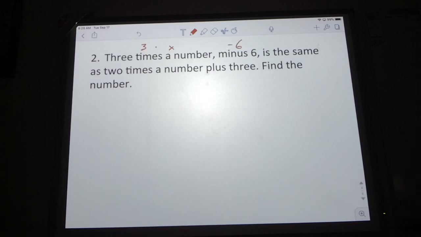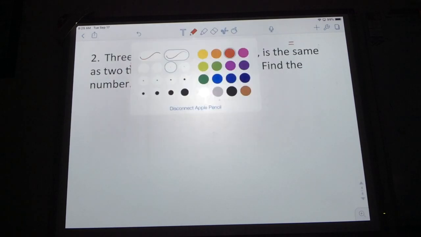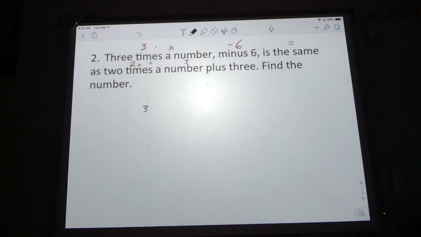So again, that word from is what messes stuff up. So 3 times a number minus 6 is the same as 2 times a number plus 3. So that is 3x minus 6 equals 2x plus 3.